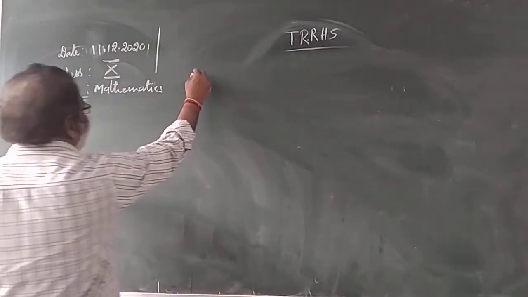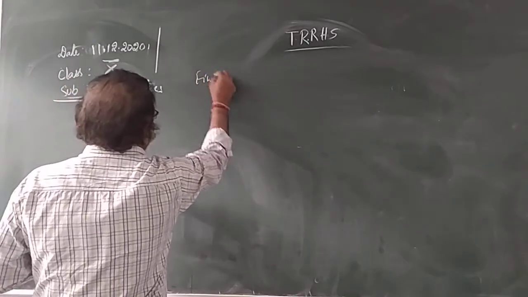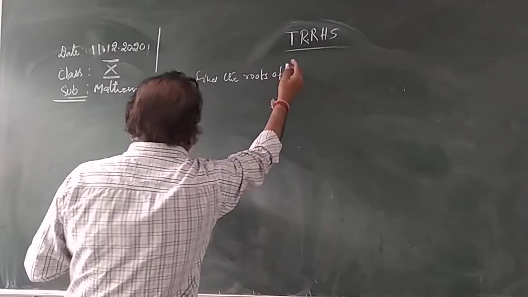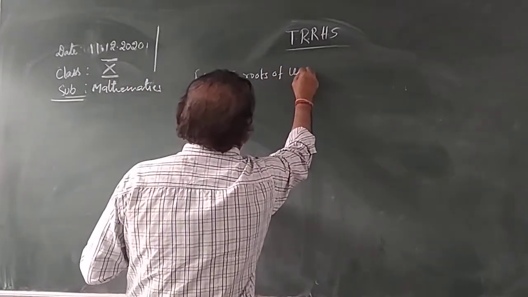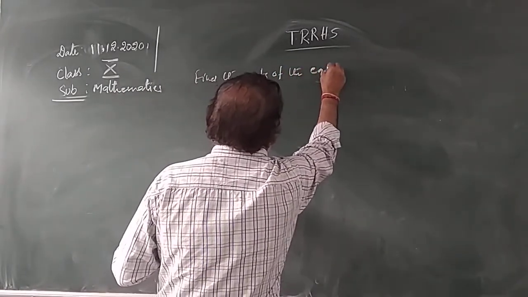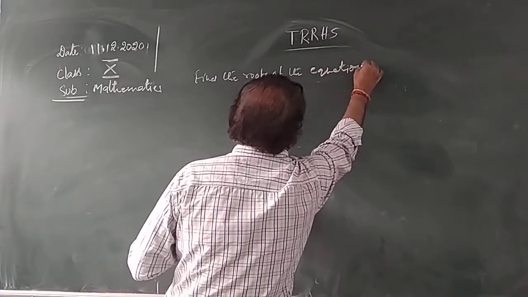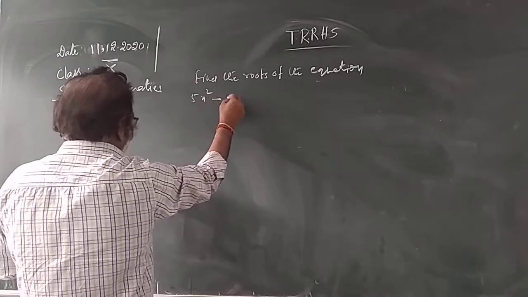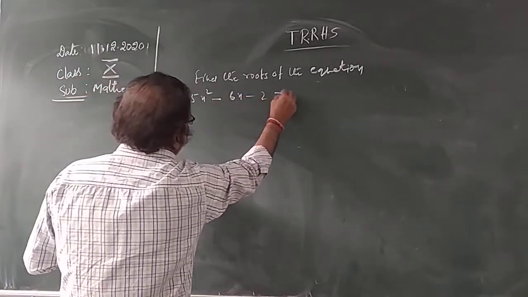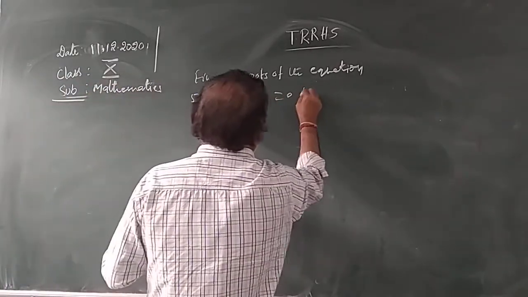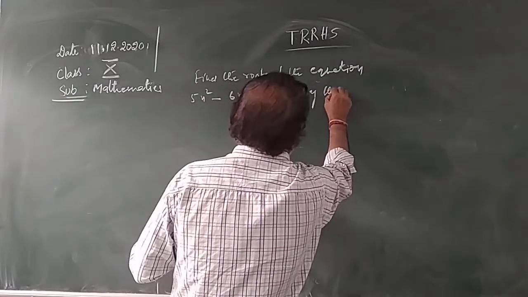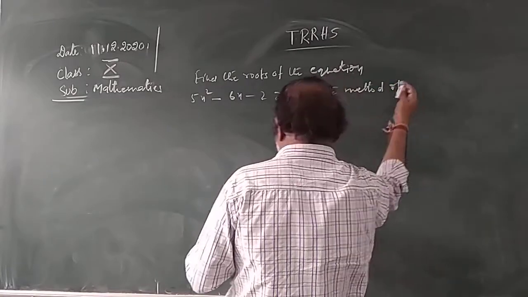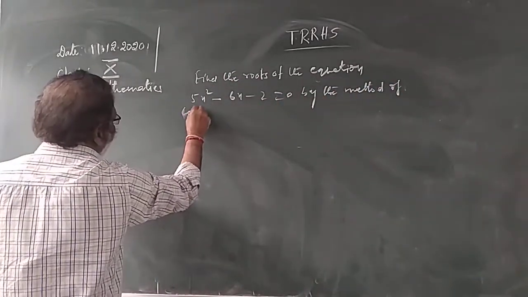Find the roots of the equation 5x² − 6x − 2 = 0 by the method of completing the square.